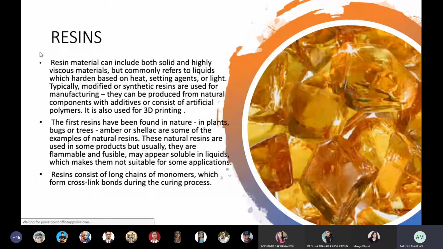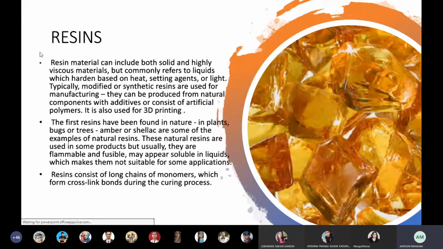And they can be used for 3D printing. The major use of resins is as glue, because they hold the two fibers together. And resins are converted into polymers through the process of curing. So let's read what's written.